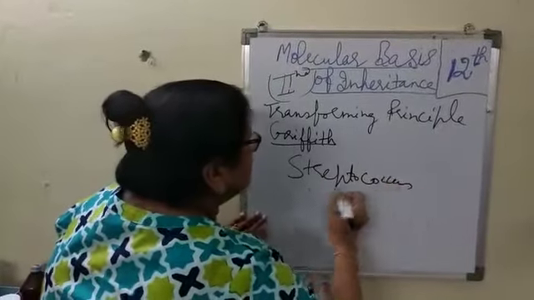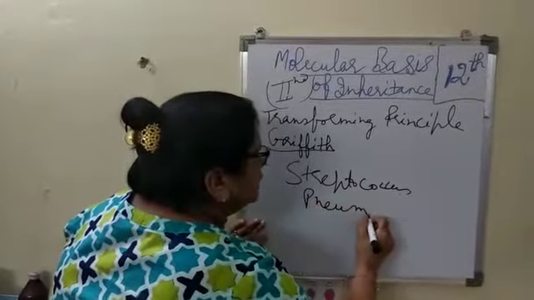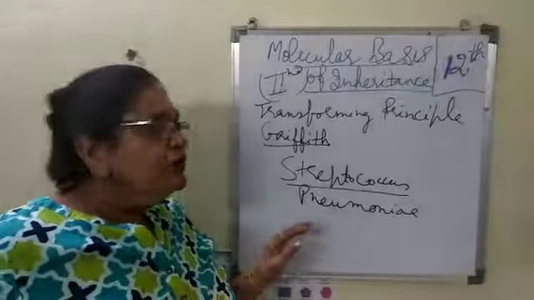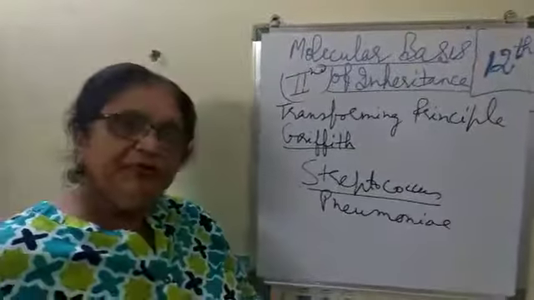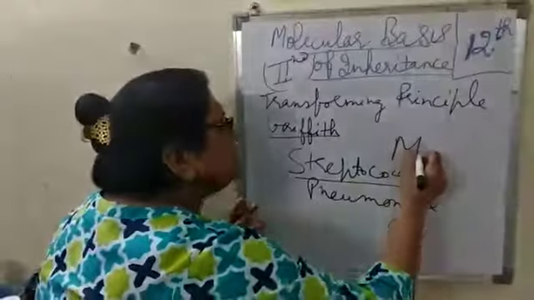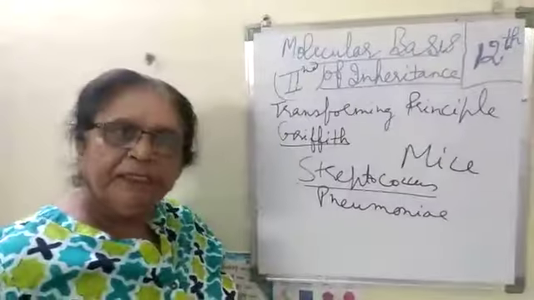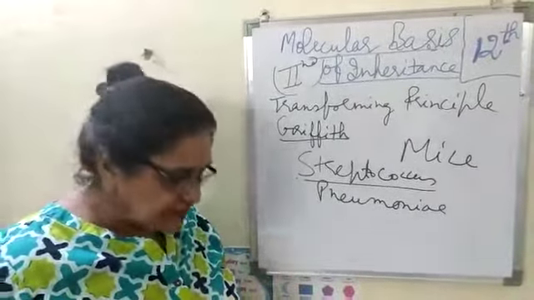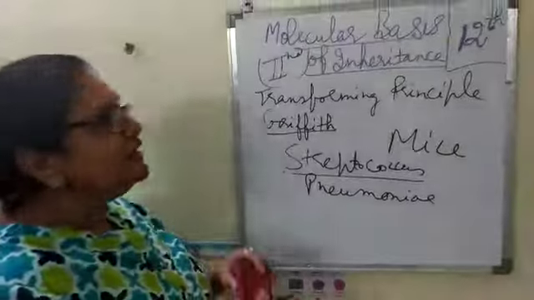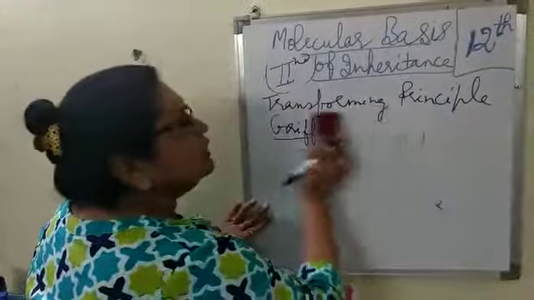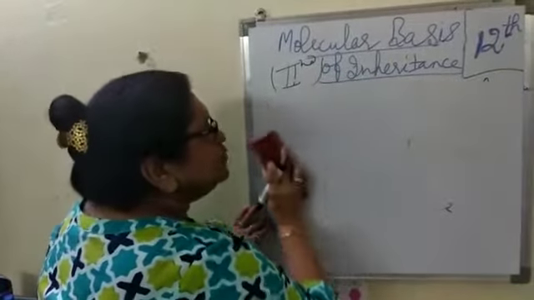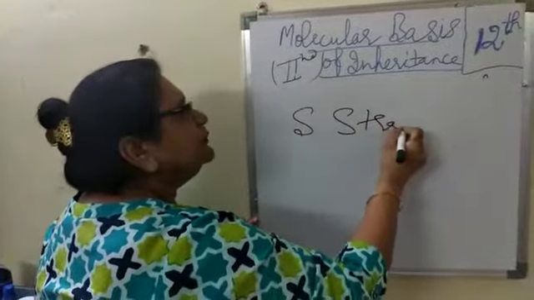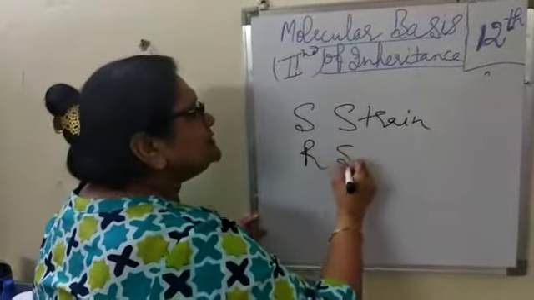Streptococcus pneumoniae, or Diplococcus also. They cause pneumonia in mice, and the experiment was done on mice. He observed that two types of strains are present, one that causes the disease and one that does not. The first is called the S strain. The second is called the R strain.